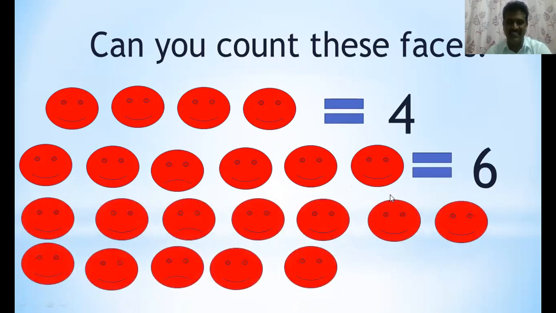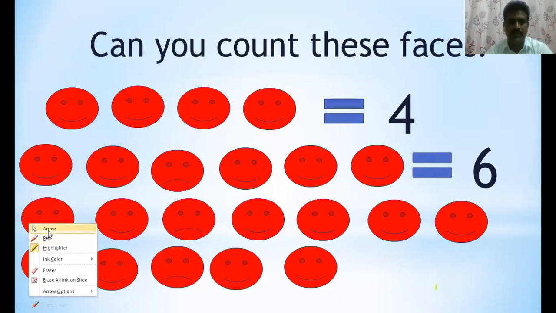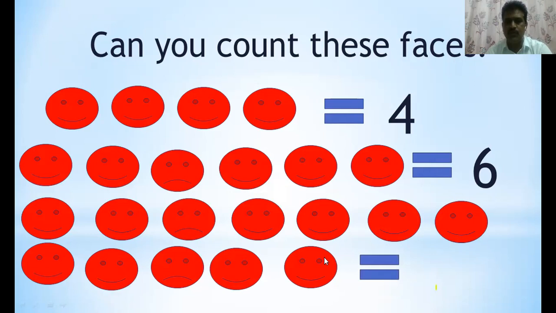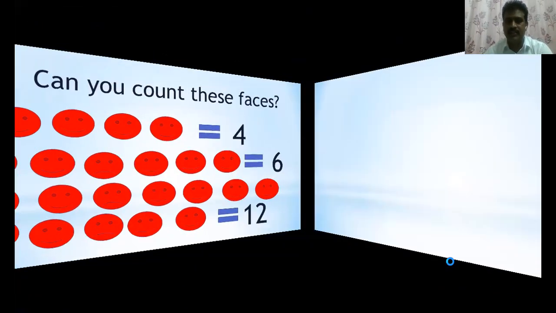Now you count all these faces. Don't get confused. Count here: one, two, 3, 4, 5, 6, 7, 8, 9, 10, 11, 12. Isn't it? Yes. There are 12 faces. So how many faces are there here? 12 faces. Here also, we used some numbers. What are those numbers? 4, 6, and 12. Yes. Like that, let us go to the next one.